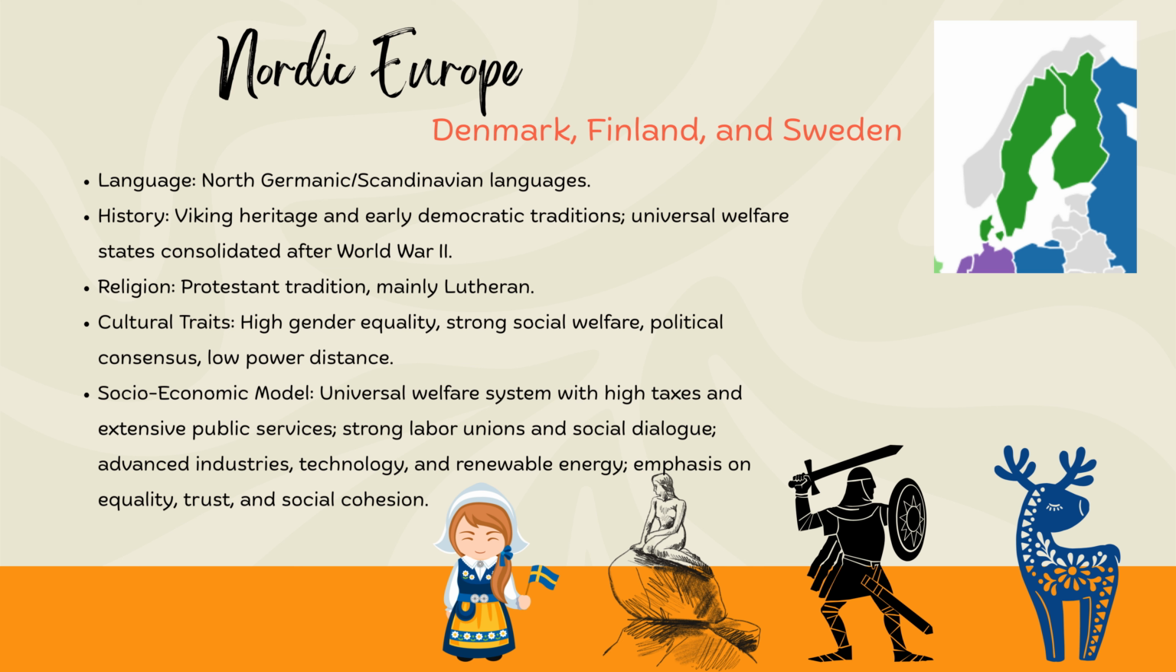Later, these countries developed strong democratic traditions. But most importantly, after the Second World War, they built what we now call the universal welfare state, a social system that combines democracy with extensive public services and a strong emphasis on equality. Third, in terms of religion, the cultural foundation is mainly Lutheran Protestantism, which stressed community responsibility, modesty, and discipline. This religious background supported the idea that society as a whole should take care of all its members, reinforcing collective welfare as a shared value.